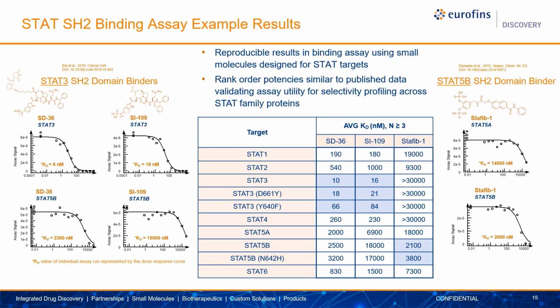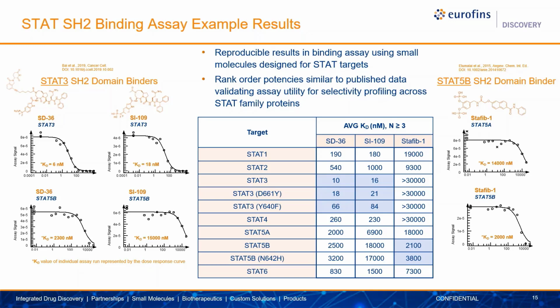The STAT3 SH2 domain targeting small molecule SI109 and its related bifunctional protein degrader SD36 were profiled against the STAT panel. In addition, the STAT5B SH2 domain inhibitor STAFIB1 was profiled in the STAT assays. Sample curves for the binding of SD36, SI109, and STAFIB1 are shown on this slide, while selectivity data for the 3 compounds used to validate our panel are shown in the table.